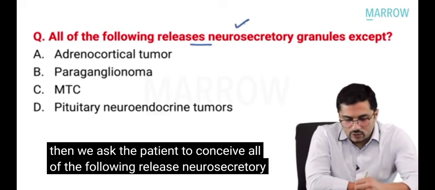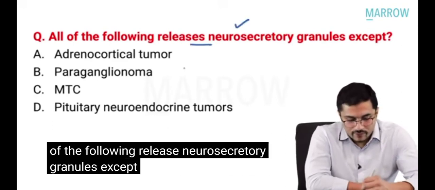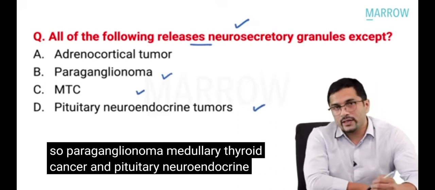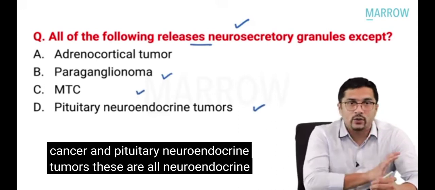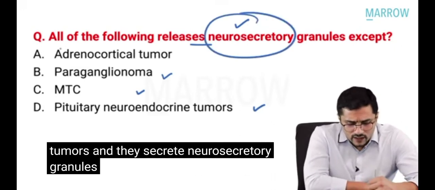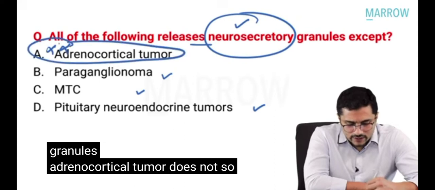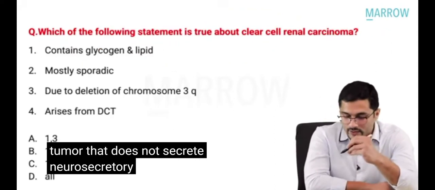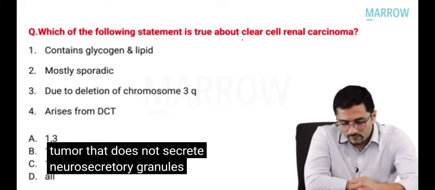All of the following release neurosecretory granules except. So, paraganglioma, medullary thyroid cancer and pituitary neuroendocrine tumors, these are all neuroendocrine tumors and they secrete neurosecretory granules. Adrenocortical tumor does not. So, the correct answer here is adrenocortical tumor, that does not secrete neurosecretory granules.